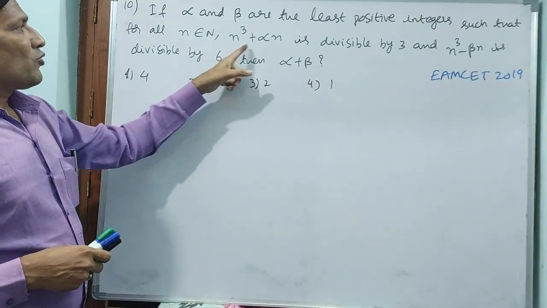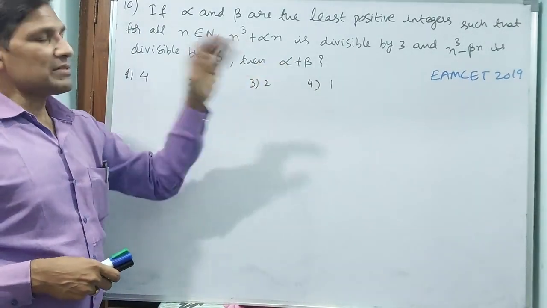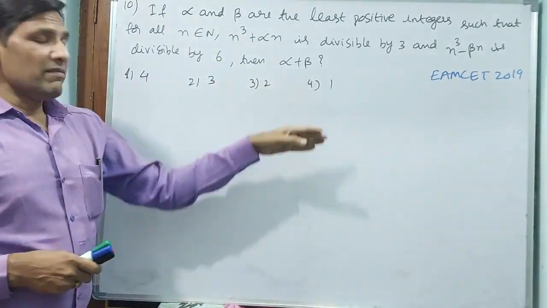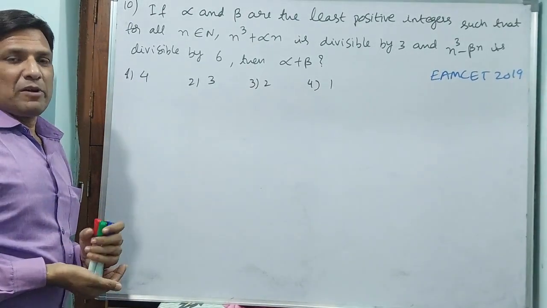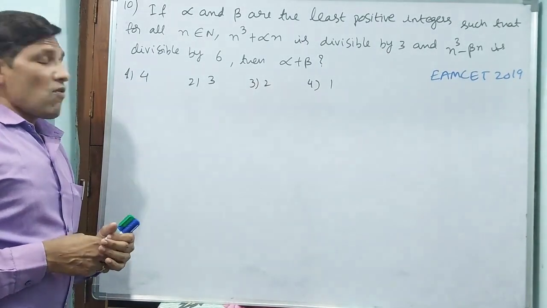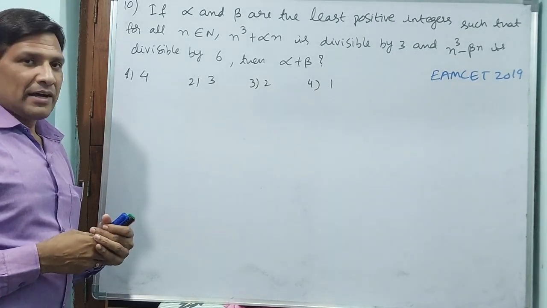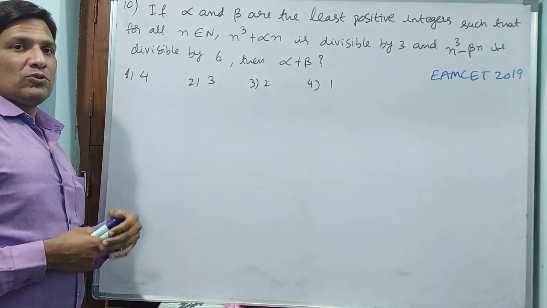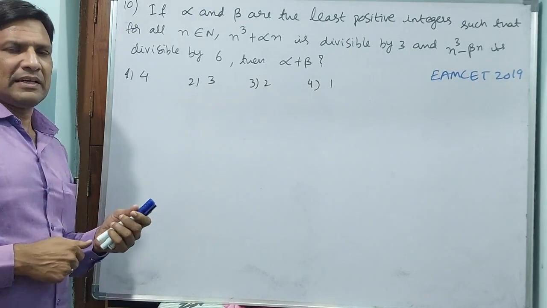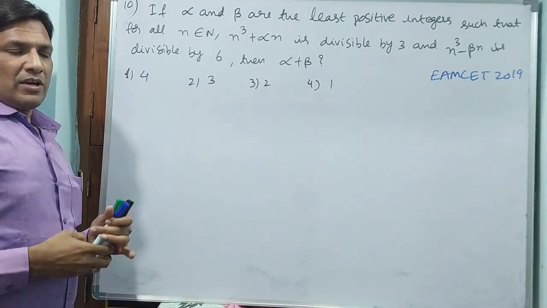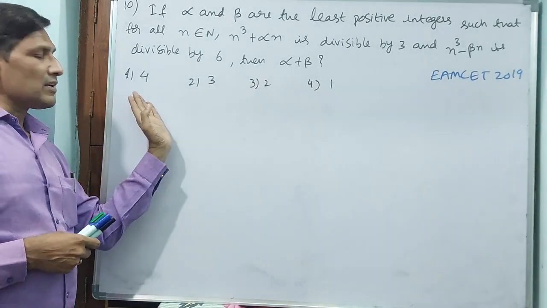N belongs to N. N cube plus alpha n is divisible by 3, and n cube minus beta n is divisible by 6. Then alpha plus beta is equal to how much? The given options' maximum is 4, so you should think logically. 1 plus 3 equals 4, 2 plus 2 equals 4, 3 plus 1 equals 4, or 1 plus 1 equals 2. These combinations only will come. That means alpha and beta values may be 1, 2 or 3, not more than that. If more, the total will cross the limit 4, because there is no option for more than 4.